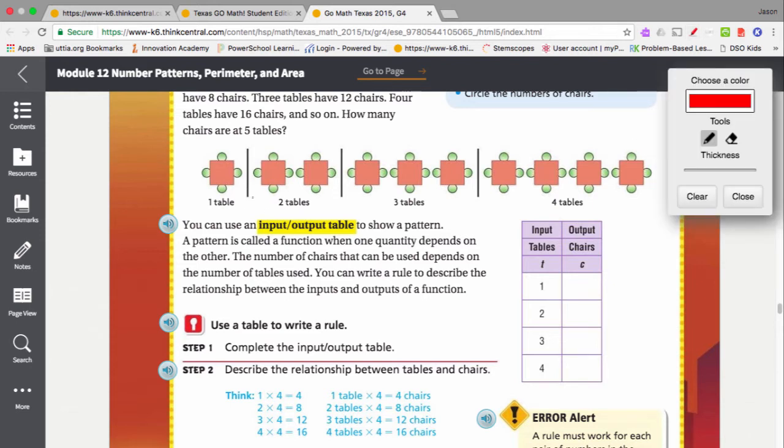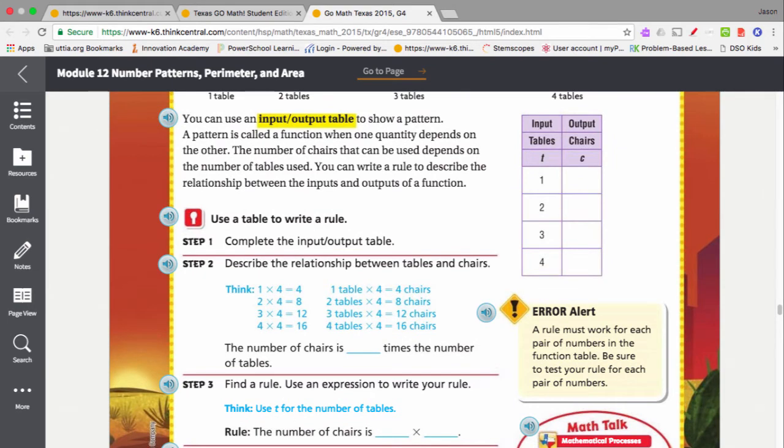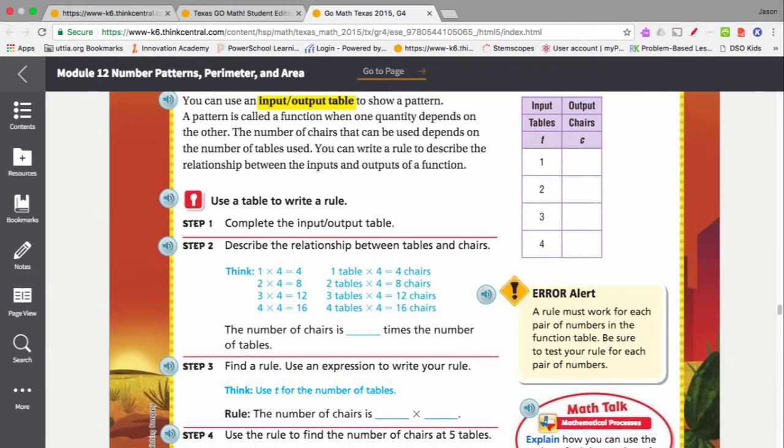So let's just write down what we know. Here's one table with 4 chairs. Here's 2 tables with 8 chairs, 3 tables with 12 chairs, and 4 tables with 16 chairs. And you can see a pattern developing here: every time we multiply the input by 4 to get the output. Now, something you need to understand about these input-output tables. The rule that you pick for the first number has to also work for the second, third, fourth, and so on, all the way down. The rule must always work.